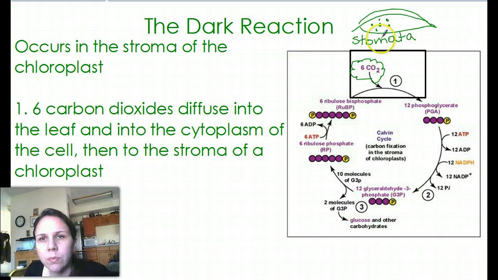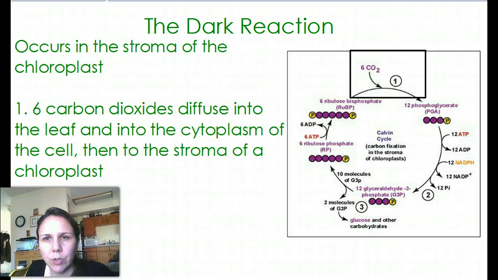So CO2, what's going to happen, they're going to suck in 6 of those, or at least 6 will be used per one cycle. 6 carbon dioxides are going to diffuse into the leaf. They're going to go in through the cytoplasm of the cell, and then eventually into the stroma of the chloroplast. So that's where this comes in. I put a little bubble around it because it reminds me that it's a gas. Okay, so that's the first part of how it gets in there.